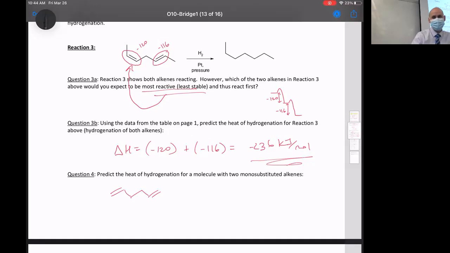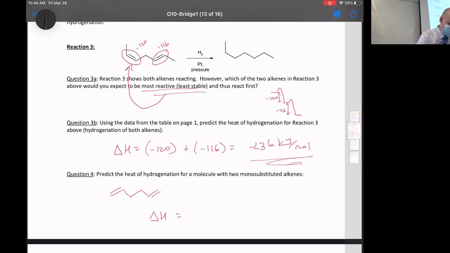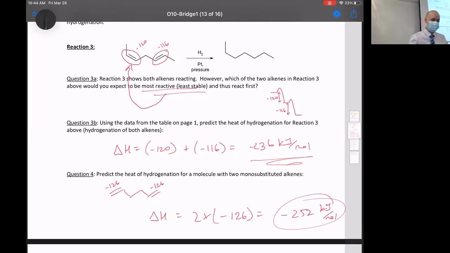You've got two monosubstituted alkenes. So delta H is just going to be, each of those is negative 126, right? Yeah. And so two times negative 126 is negative 252 kilojoules per mole. And that should be pretty much what we would expect. You're just adding those things together. And in this case, because it's 6 carbons long, there is no interaction between this double bond and this double bond. They're just both there. And so you just add them both together.